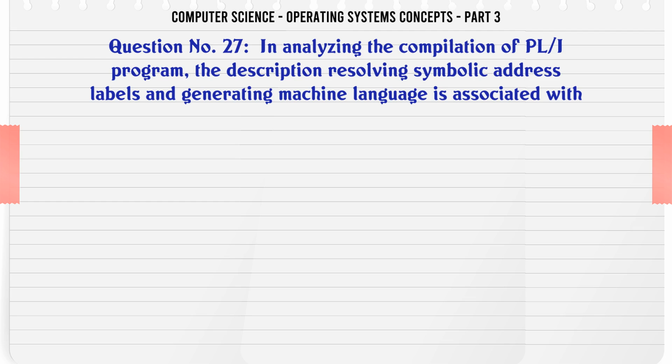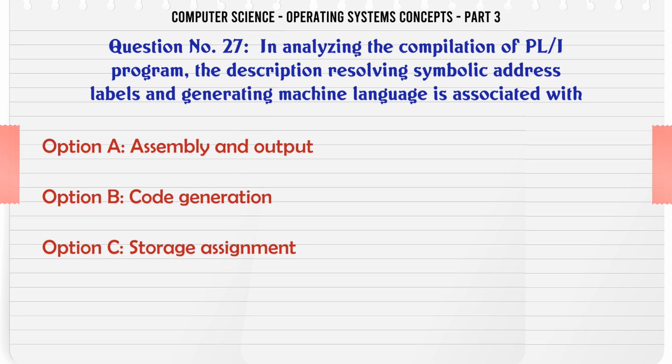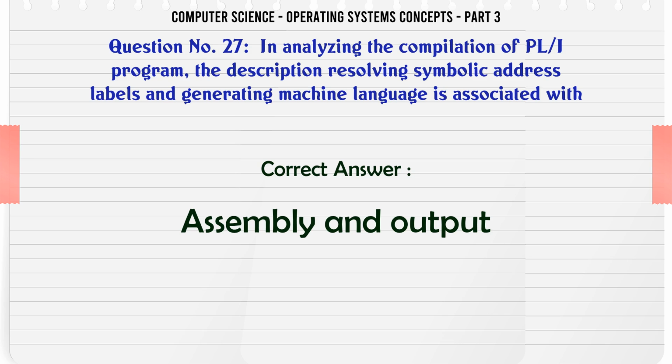In analyzing the compilation of a PL/I program, resolving symbolic address labels and generating machine language is associated with A. Assembly and output. B. Code generation. C. Storage assignment. D. Syntax analysis. The correct answer is assembly and output.